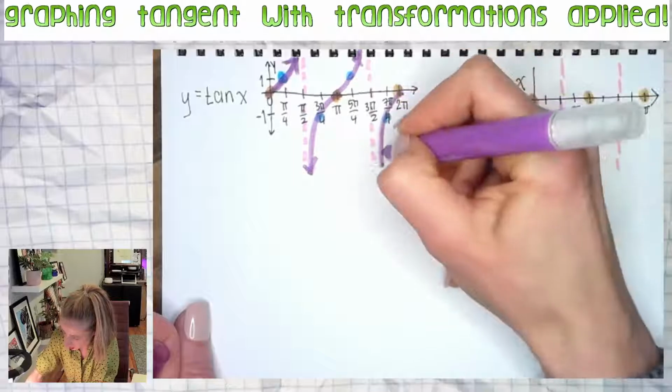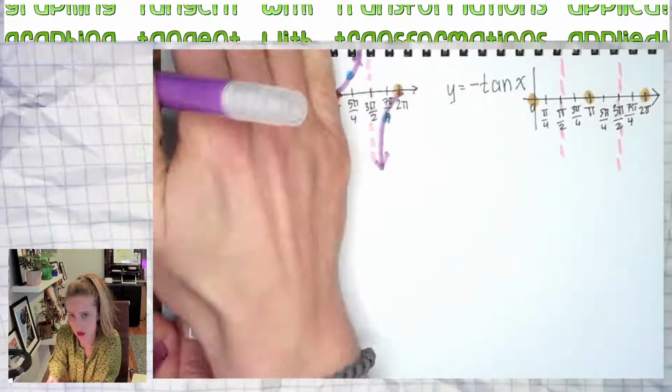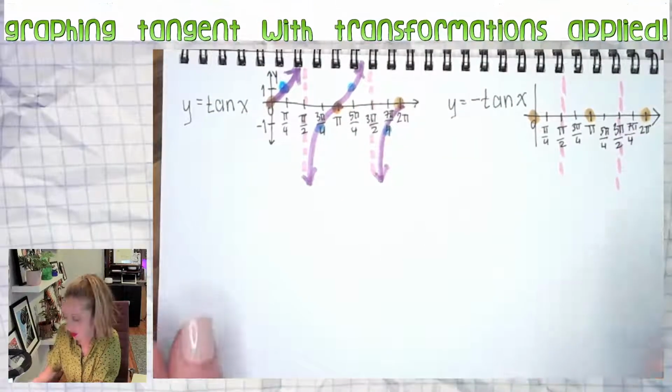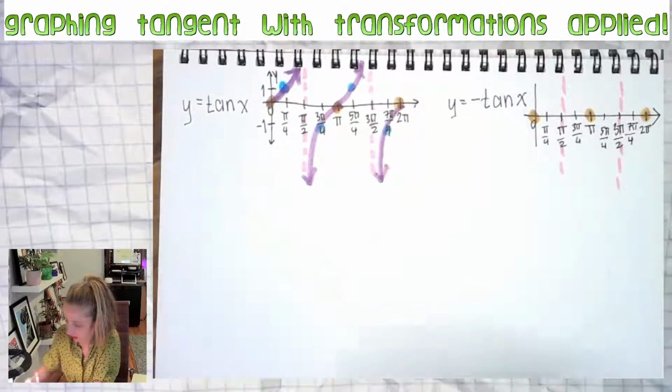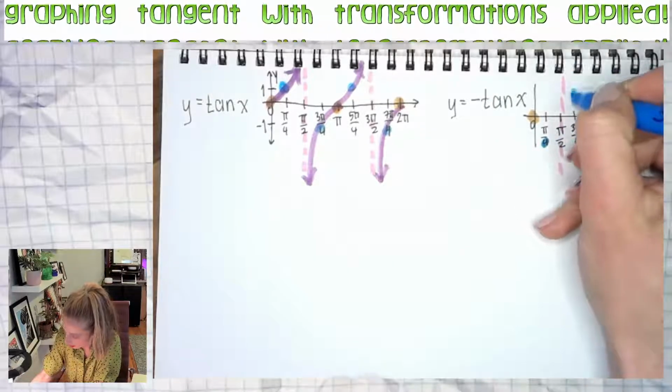So 2 cycles, this and that one right there should look alike, okay? So there we go. How will this be different? All my 1s are negative 1s. And all my negative 1s are 1s.